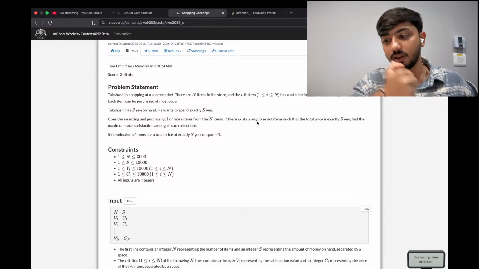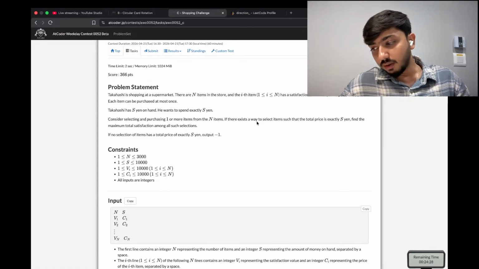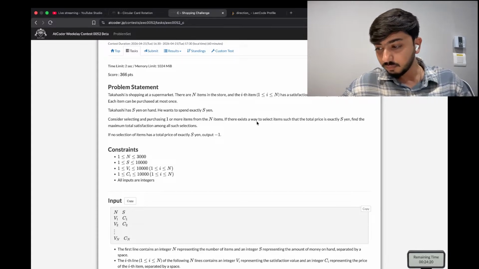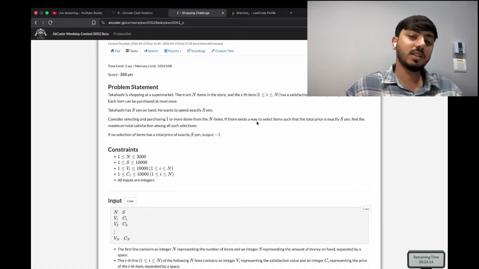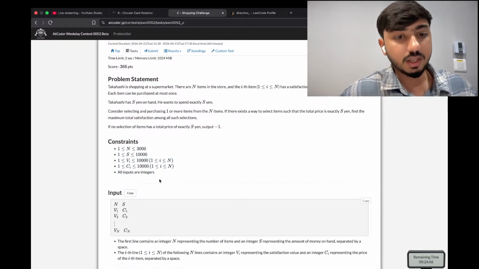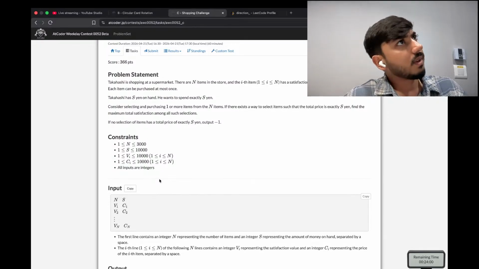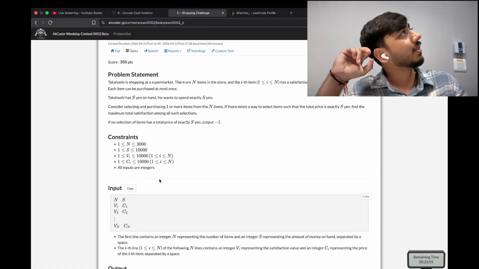Oh, this is also a standard question. You have to find all the subsets whose sum is equal to S. In fact, this is a good question. You have to find all the subsets whose sum is equal to S, and from each subset, you have to find the satisfaction. The constraint is also pretty low, so it can be DP. It can be DP, right? What else can it be then?